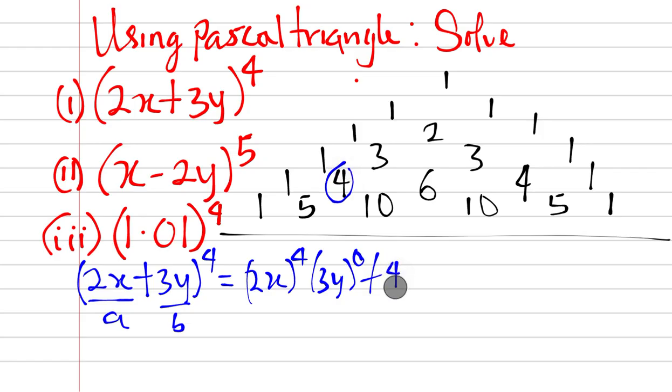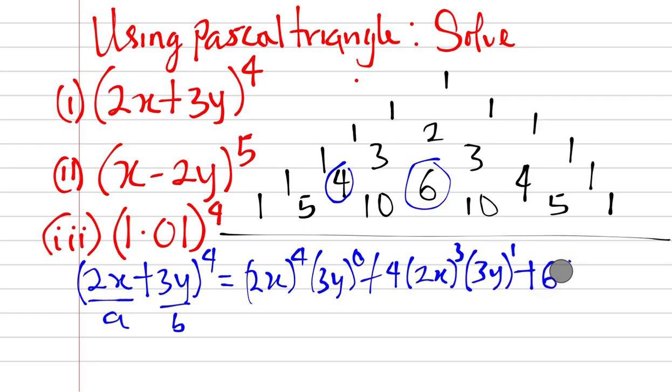4 into bracket, your a will decrease, so I will have 2x raised to power, instead of 4 now it will be 3. Are you seeing that now? Then multiply by your b, which is 3y raised to the power of, instead of 0 now it will be 1. Are you seeing that now? Plus what's the next coefficient now? 6. Are you seeing that now?